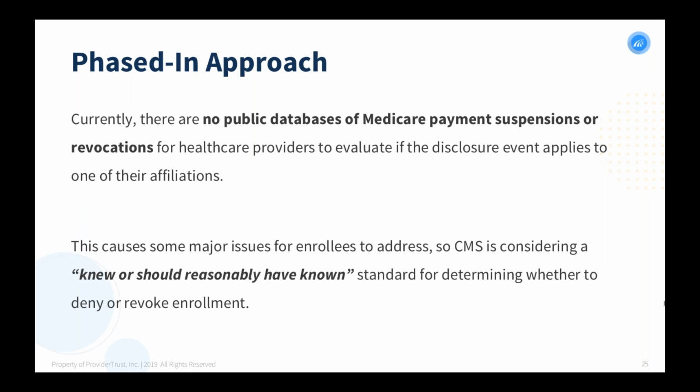Now, again, here we recognize there's not really a public database of information, certainly on Medicare payment or suspensions, that we can find on the web. And if you do and would like to disclose or share it, please do. Your colleagues would be eager to see it, but it doesn't seem to be there. And this causes some major concerns for enrollees to address. So CMS is considering a new "should have reasonably known" standard like they do for excluded individuals. So look for that to be potentially the standard.